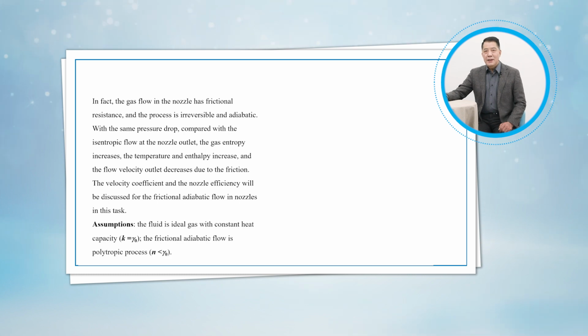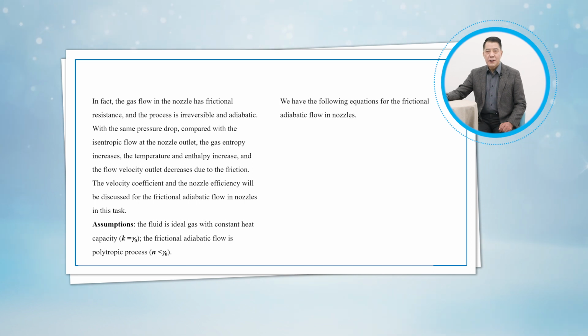To analyze the adiabatic flow with friction, two assumptions are made. The fluid is ideal gas with constant heat capacity. The frictional adiabatic flow is polytropic process.